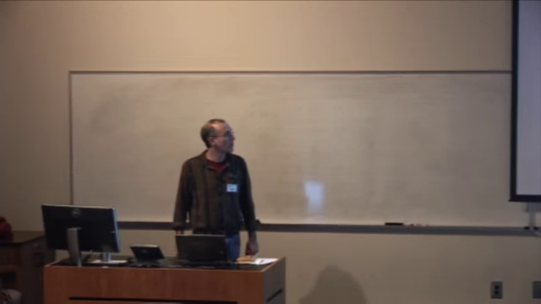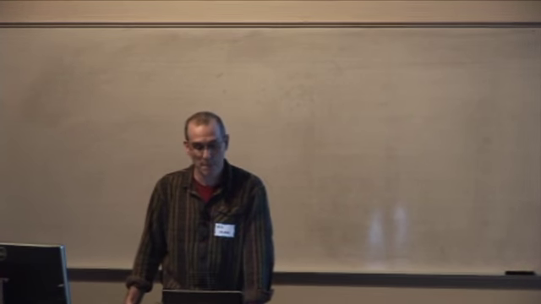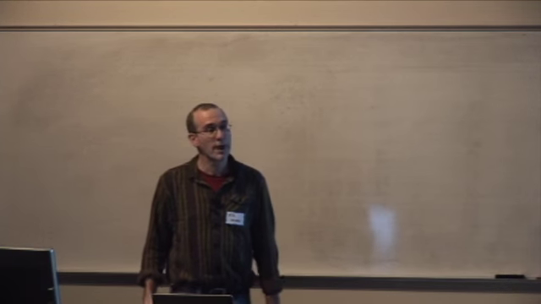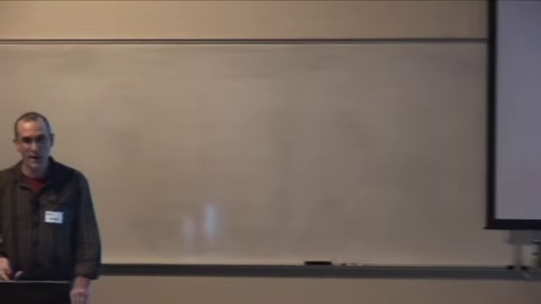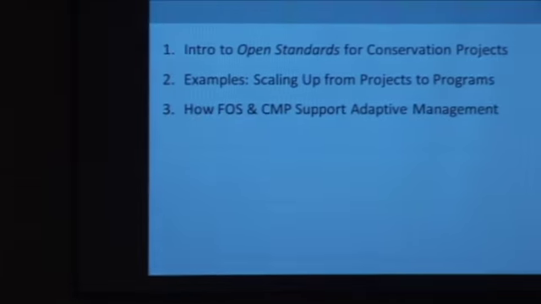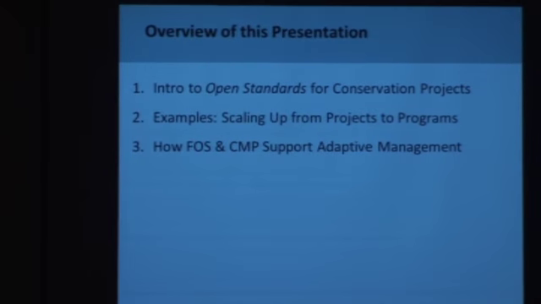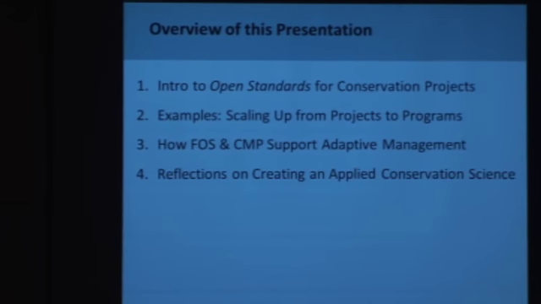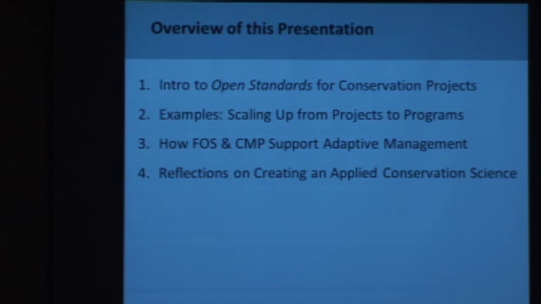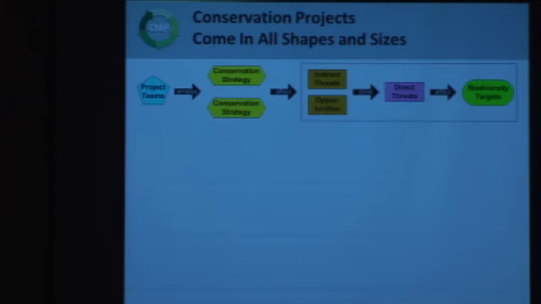So in this presentation, I hope to do 4 things. Talk about the open standards and give you a quick intro. Give you some examples of what it is, especially scaling up from projects to programs. Talk about how we support adaptive management, some of the tools that are out there. And then that's my normal talk, but given the talks and what we heard about today, I thought I'd throw in a fourth bit, which is reflections on creating applied interdisciplinary conservation science. So I'd like to talk a little bit about that as well. So let's start with that first part.